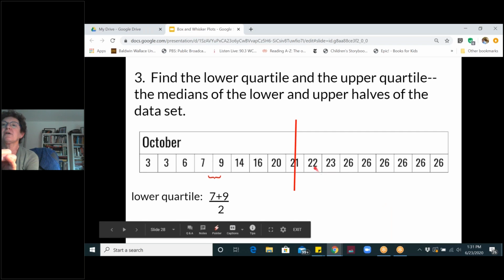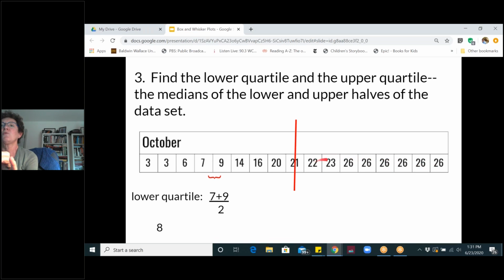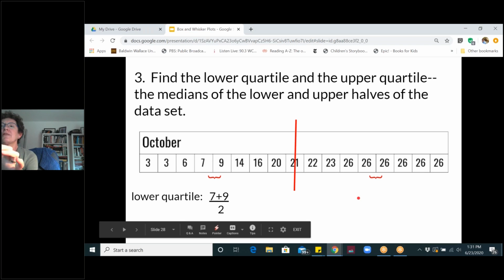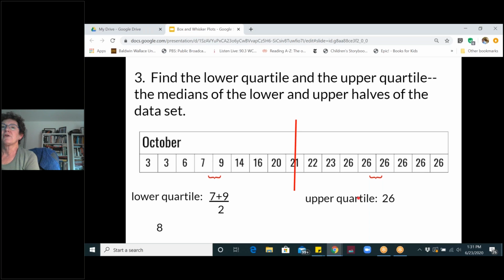And then over here, 1, 2, 3, 4, 5, 6, 7, 8. What's in the middle? 1, 2, 3, 4. Oh, we have another situation where we have 26 and 26. So we don't actually have to calculate that average. We know that it is 26. So there's our upper and lower quartile.